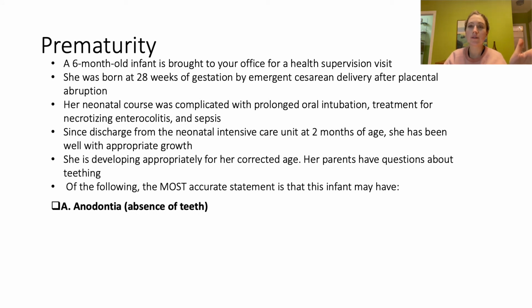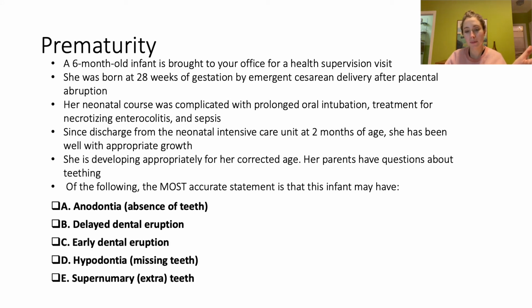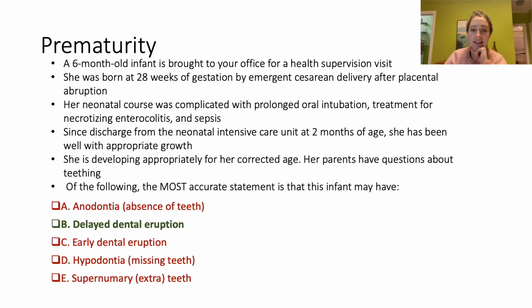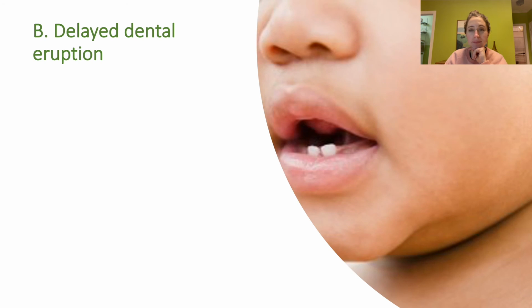So the infant's likely to have anodontia, or absence of teeth, delayed dental eruption, early dental eruption, hypodontia, or supernumerary teeth. So take a moment to think about that. And the answer is delayed dental eruption. Infants born less than 30 weeks and less than 1,000 grams are more likely to have delayed dental eruption. And that makes sense because their corrected age is 3 months younger than their peers.